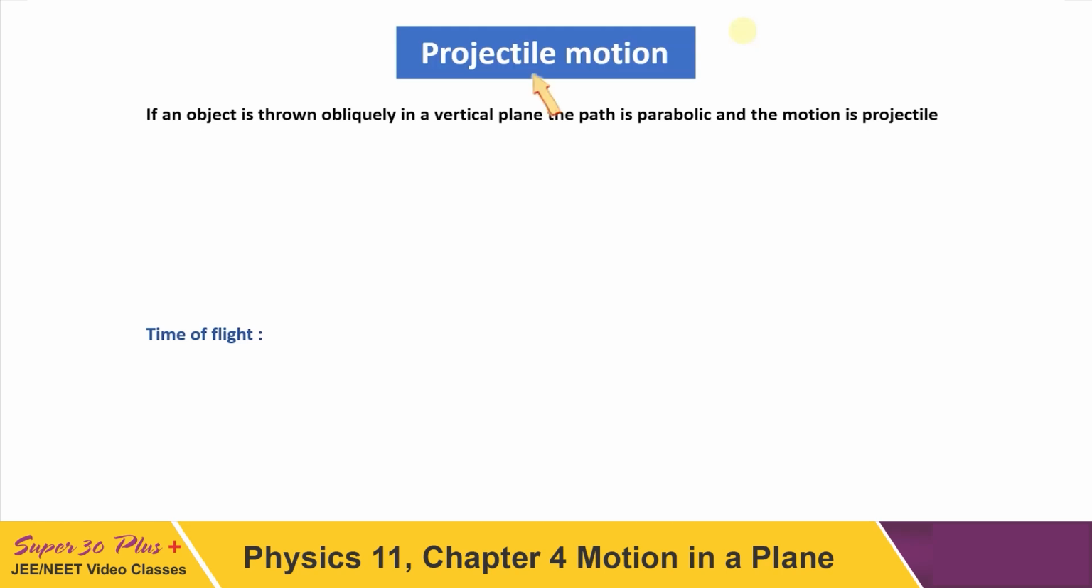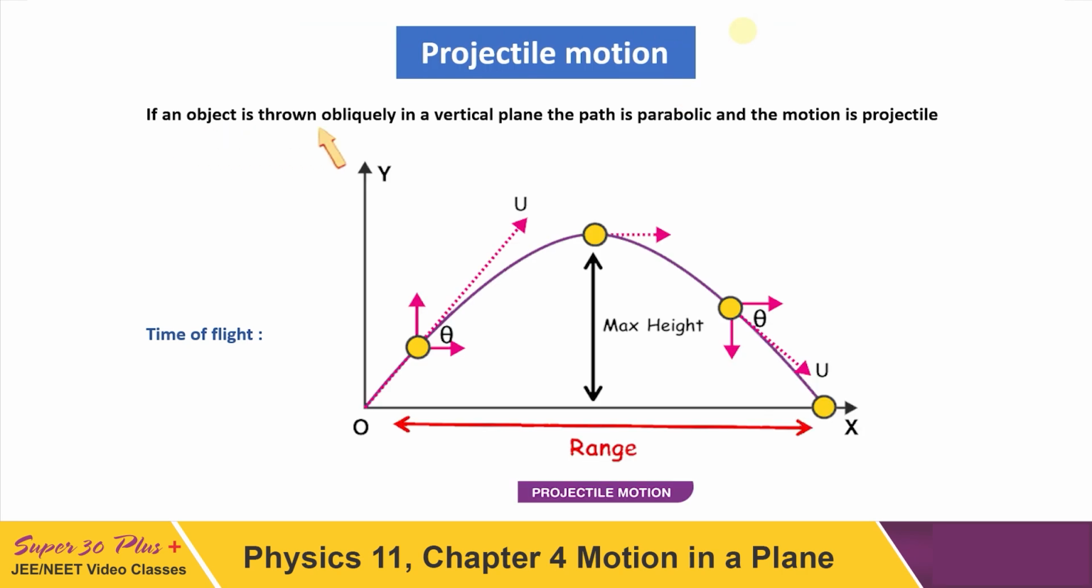तो शुरू करें? Here comes your favorite topic, projectile motion. What is projectile motion? When an object is thrown obliquely in a vertical plane, the path is parabolic and the motion is projectile, which is written here.